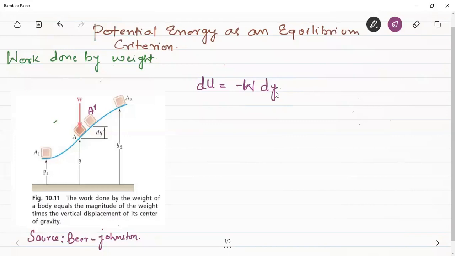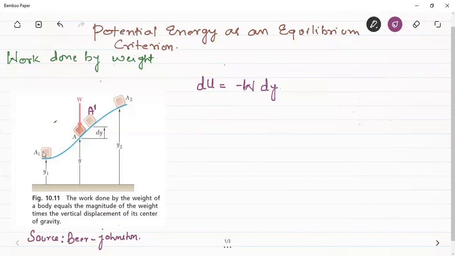It represents the small work done by the weight force when the body gets displaced from its position A to A dash. And see here, these are the actual displacements. Therefore, dy is not written as delta y, neither is the work represented by delta U. It is represented by dU, because these are the actual works and the actual displacements.